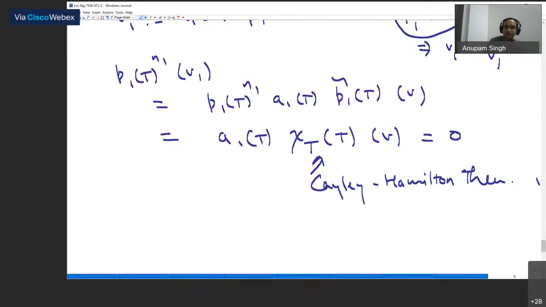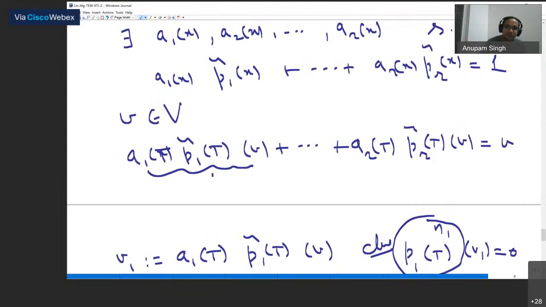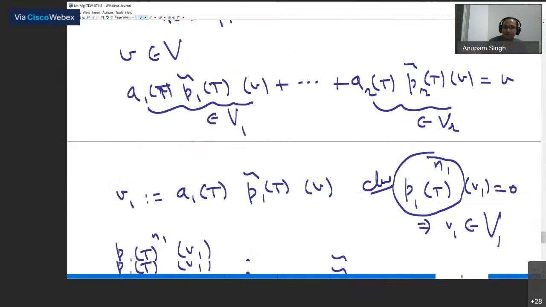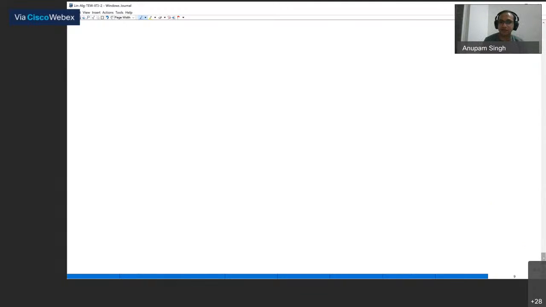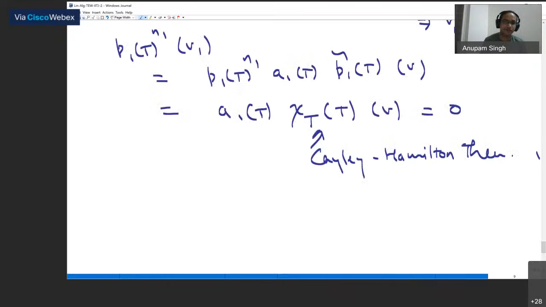In this equation, the same way I can prove that this element is supposed to be in V1 and this element is supposed to be in Vr. I have written any vector v as a sum of elements from V1, V2, ..., Vr. So this also proves that V is a direct sum of the Vi. I hope this is clear. So what we have proved just now is that V is a direct sum of Vi.